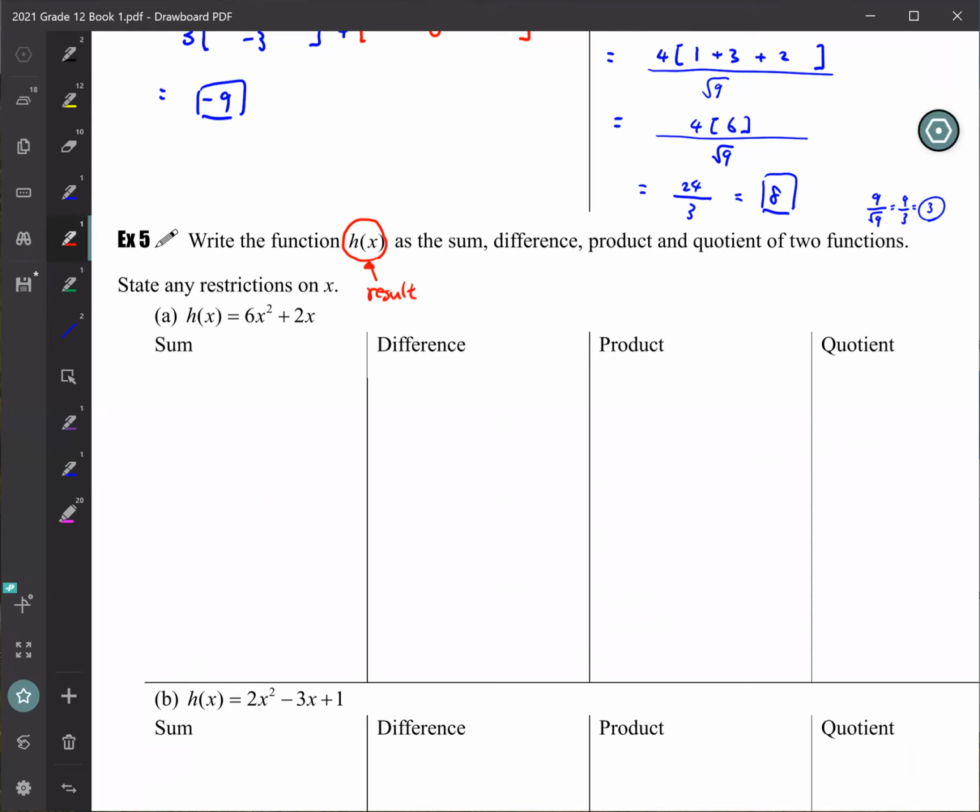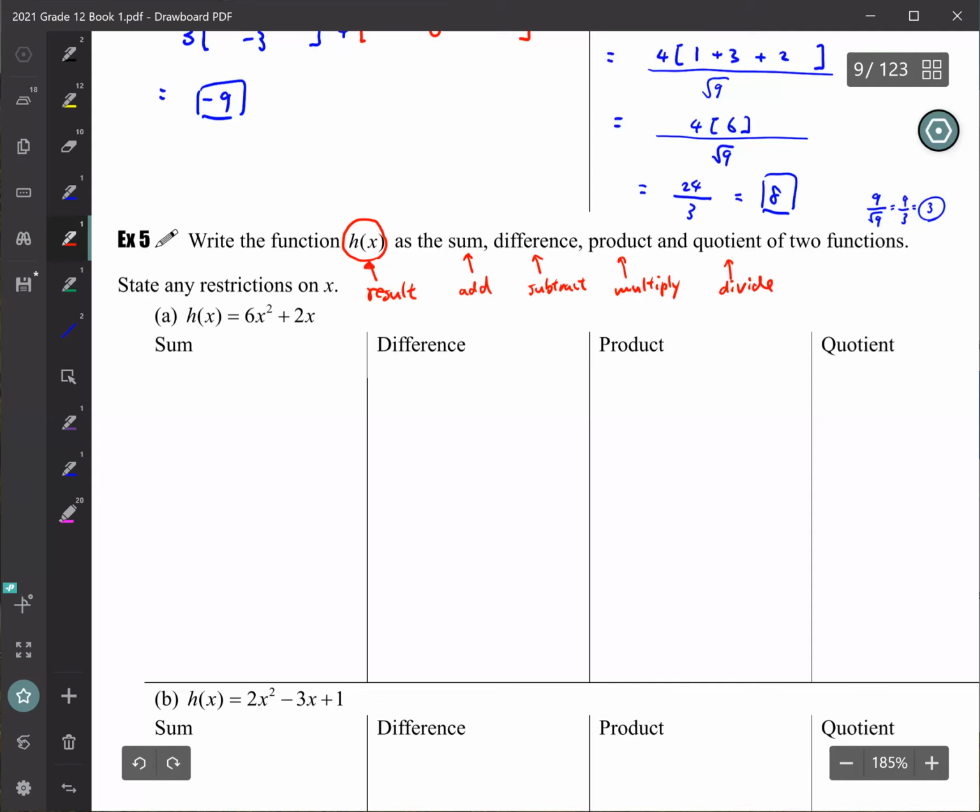You add them up. Sum means adding. Difference is subtract, answer for subtraction. This is multiply. And quotient, this is your dividing, answer for dividing. So you want to write h as the addition, subtraction, multiplication, or division of the two functions. You make your own.